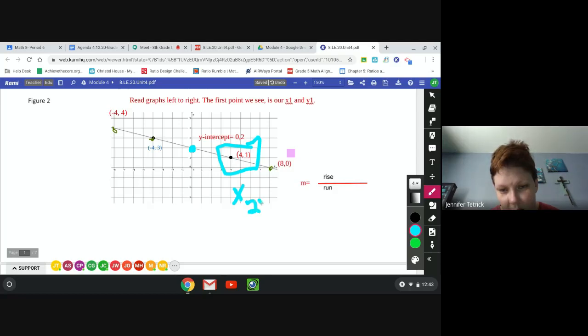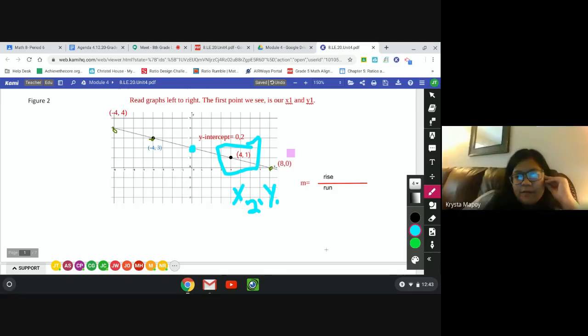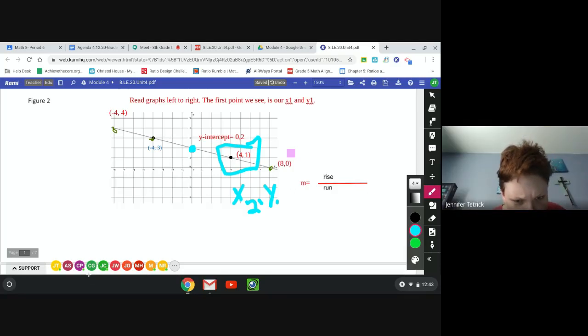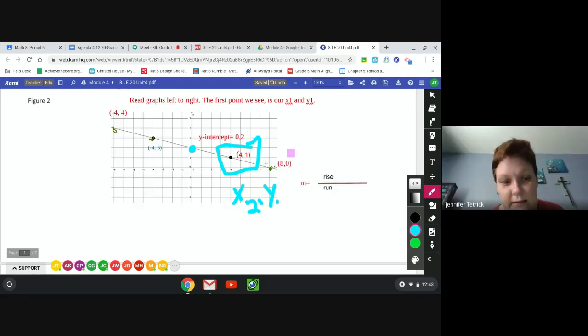Let someone else choose it. Najla, pick me 2 other ones. Gael, Valeria, pick me some points. Wait, no one else picked any other points. We don't have an x1, y1 on the left side. Here, I'll pick this one.